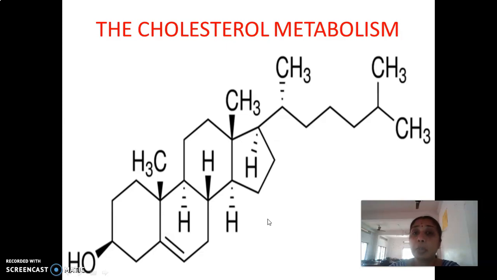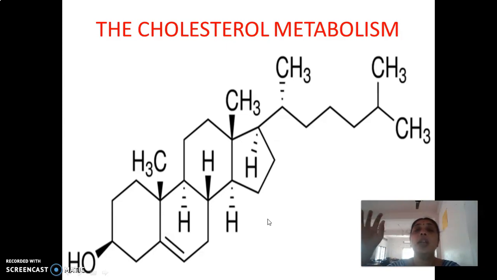All the nucleated cells of the body can synthesize cholesterol. It is mainly synthesized in the liver, then in the intestine and the skin. Almost all the organs synthesize cholesterol except the adult brain, which cannot synthesize cholesterol, while the brain of the newborn can synthesize cholesterol, right? So that is how the synthesis is happening, right?